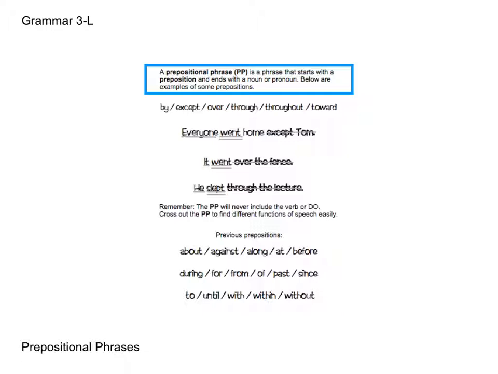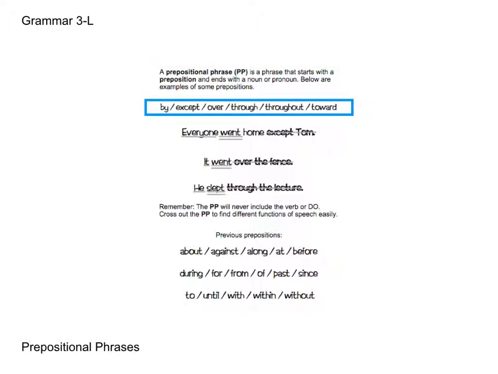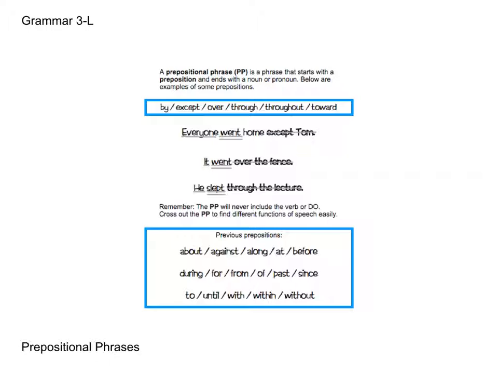At the top, we have: a prepositional phrase, also known as a PP, is a phrase that starts with a preposition and ends with a noun or pronoun. Below are examples of some prepositions. Here we have a list of prepositions that will be new and introduced in this booklet. You'll see them throughout this booklet and on. And we also have at the bottom of this page a list of prepositions used previously. And of course, we have some wonderful examples in the middle, so you can see what's going on with those.